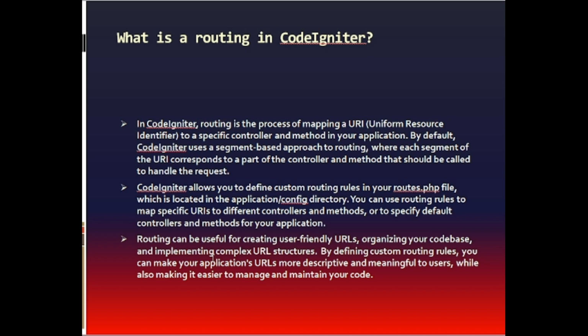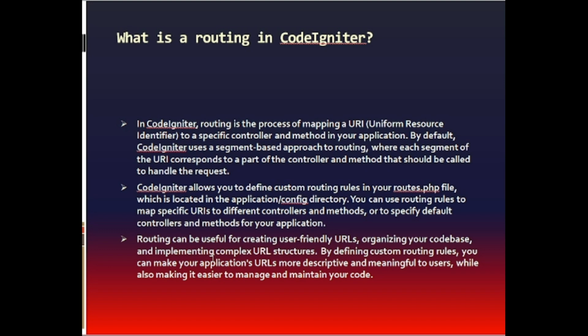By default, CodeIgniter uses a segment-based approach to routing, where each segment of the URI corresponds to a part of the controller and method that should be called to handle the request. CodeIgniter allows you to define custom routing rules in your routes.php file, which is located in the application configuration directory.